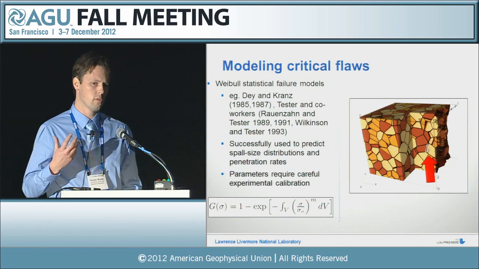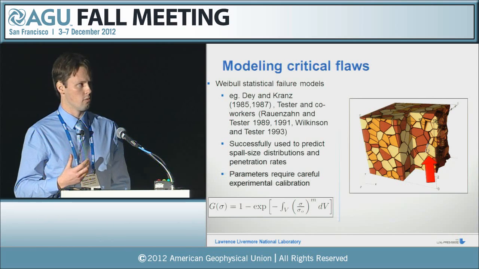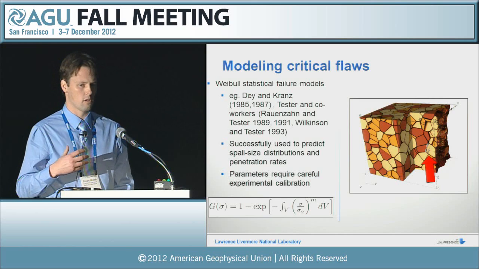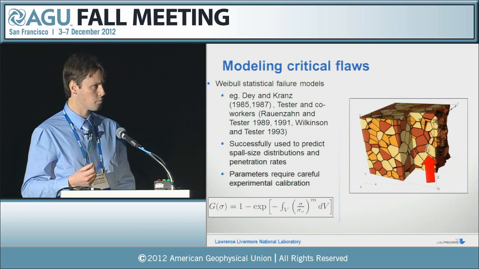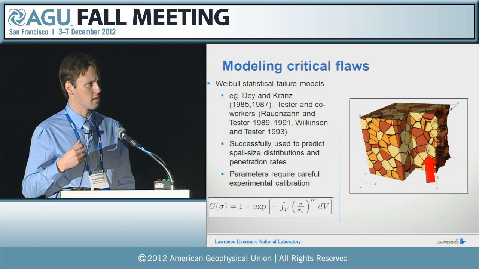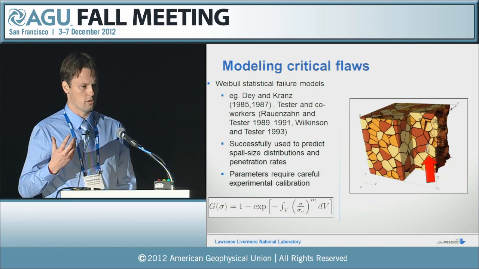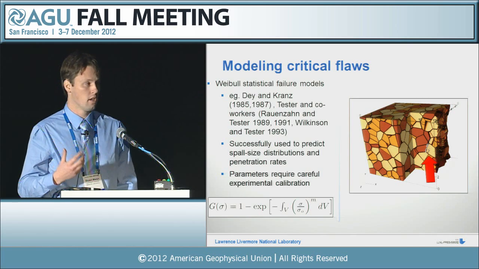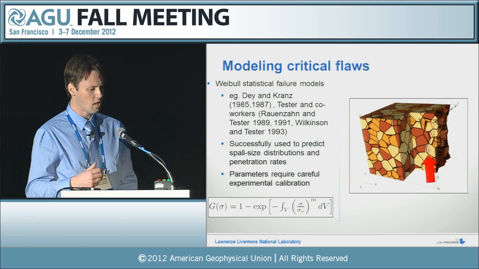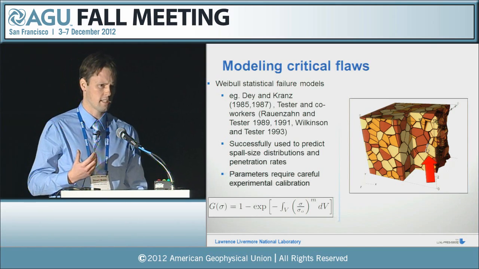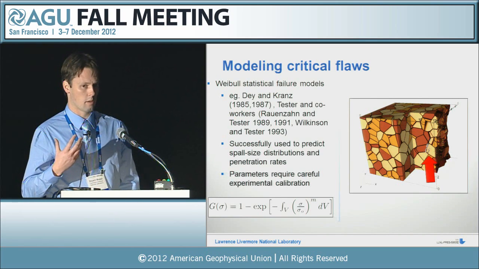Now, what these models do is they postulate the existence of a critical flaw distribution within the rock body, and they use that in order to introduce more heterogeneity into these continuum scale models. And they've been used with quite some success to predict how spall distributions relate to penetration rates for these sorts of thermal spallation drilling technologies. And there's a couple of drawbacks, however, which are associated with these Weibull type models.